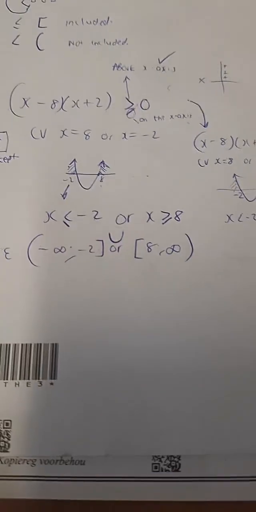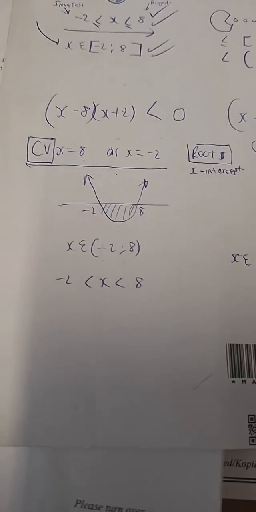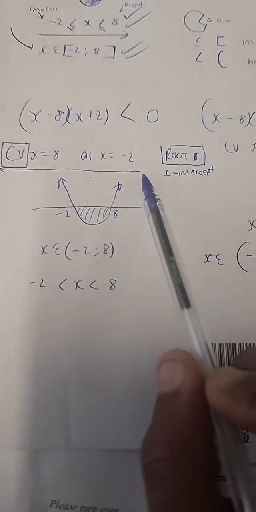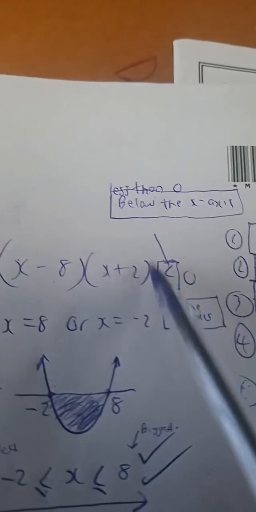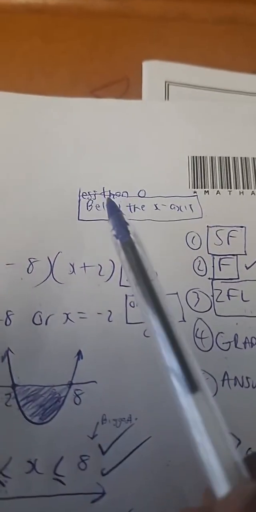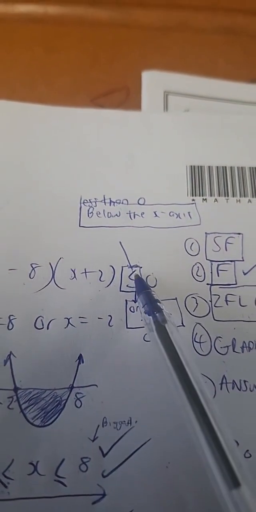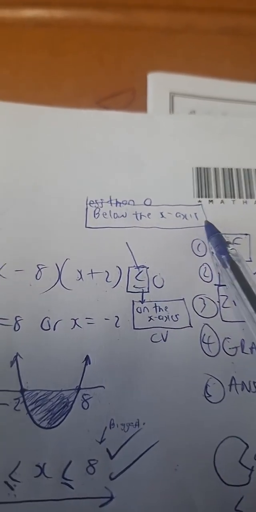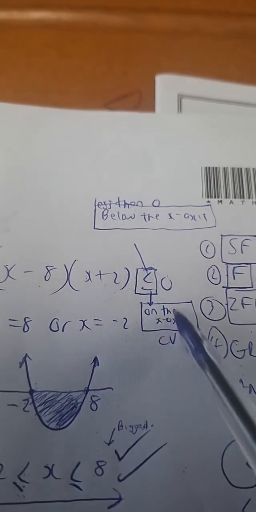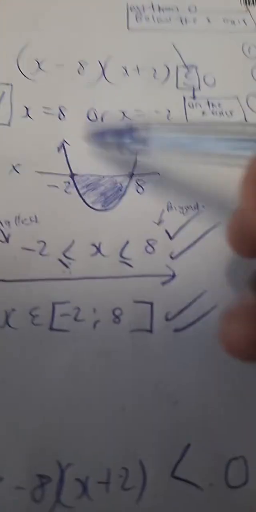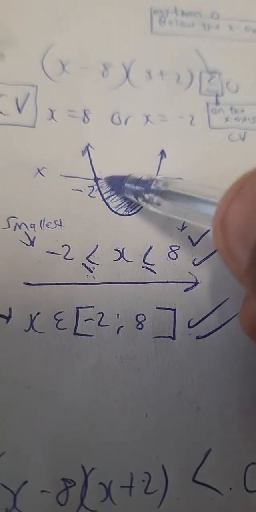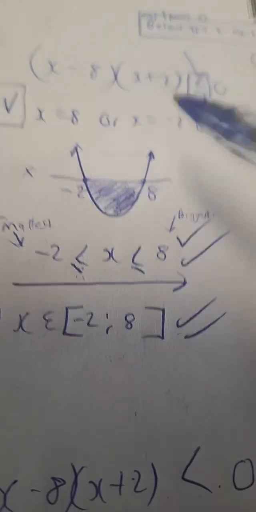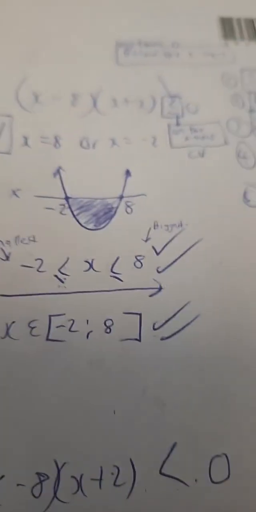I've just explained less than 0, my dear. What happens if it was less than 0? What does less than 0 mean? It means below the x-axis. If there are two critical values, and we have less than 0, less than 0 means below the x-axis. Then the equal to 0 means on the x-axis. So below the x-axis is here, in between. You see? So that means from -2 to 8.